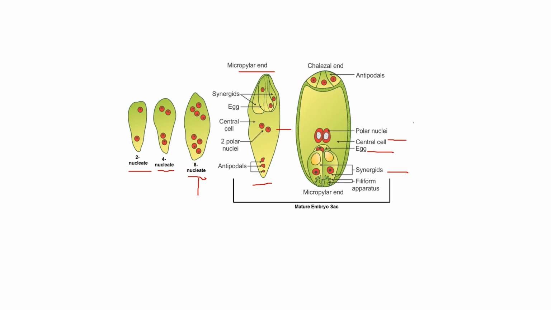So finally, the 8 nuclei in the embryo sac are formed in this way. The three near the chalazal end develop into antipodals. The three near the micropylar end, one develops into the egg cell and the other two develop into synergids, and the central cell, which is formed as a result of fusion of two haploid nuclei. And this is how the female gametophyte is formed.